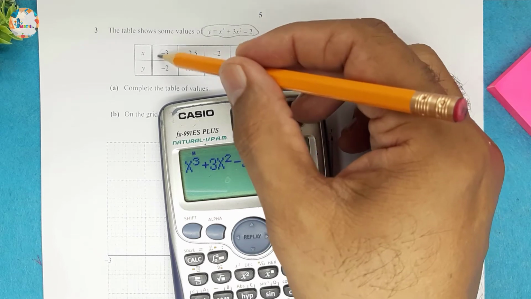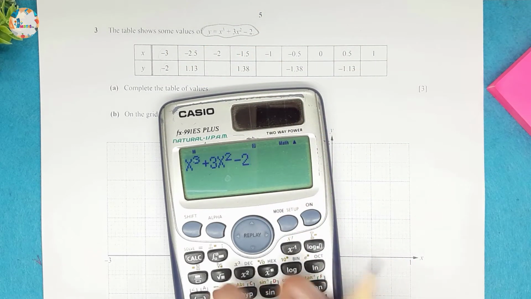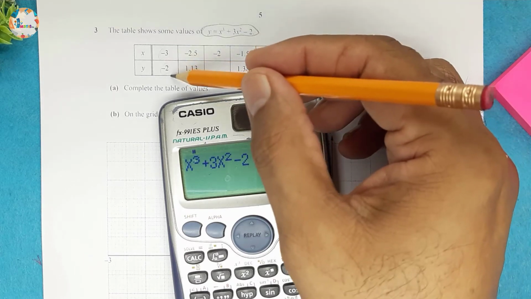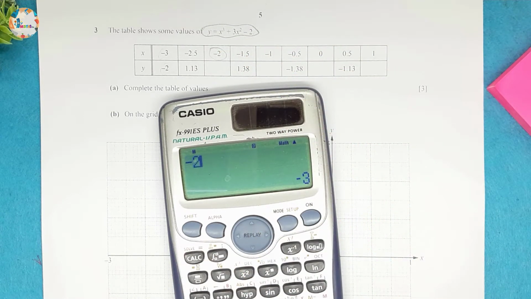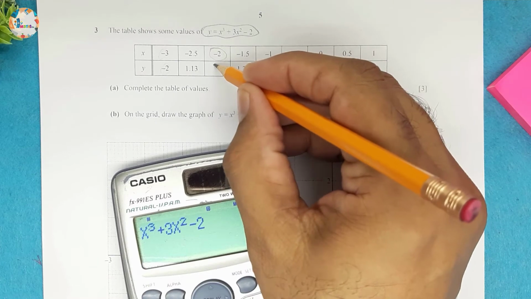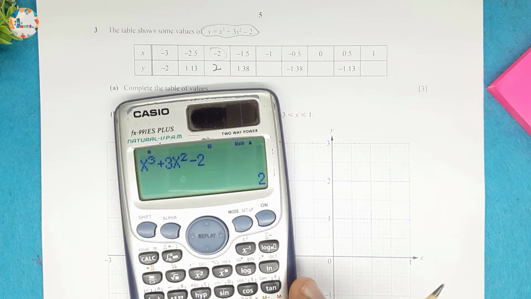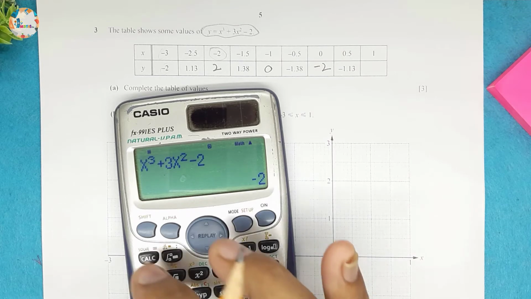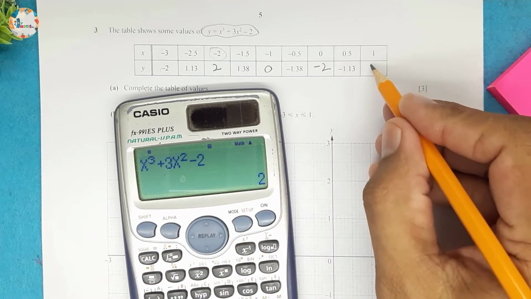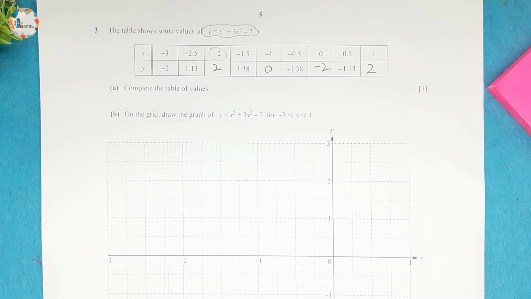Now for minus 3 we should get the answer minus 2. We calculate for x equal to minus 3, and this is minus 2, so our process is correct. Now we check for minus 2, which gives 2, so write here 2. Then for minus 1 we get 0. Then for x equal to 0 this gives minus 2. And then calculate for 1, this will be equal to 2. And our table is basically complete now.